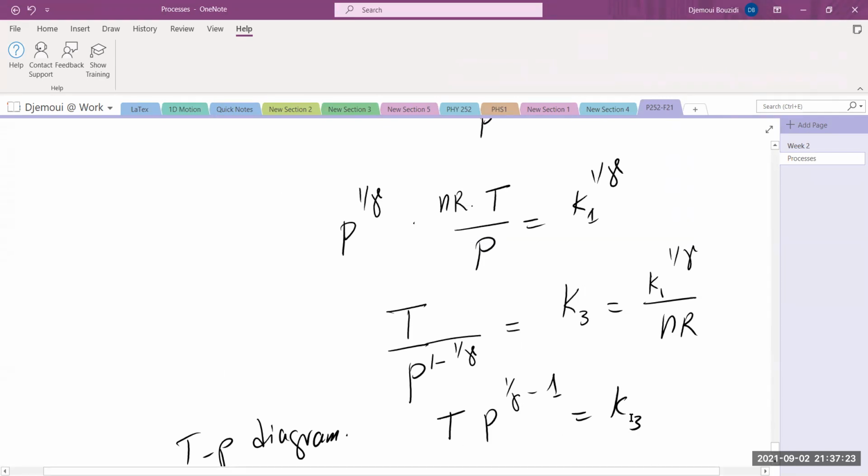All of this K1 and K2 and K3 are nothing but constants for a specific gas that has a specific number of moles N, and for a specific gas whose nature you know. So gamma is fixed, N is fixed. That's why these numbers are always fixed in a specific gas that you're running experiments with.